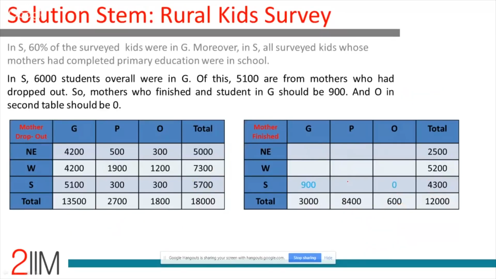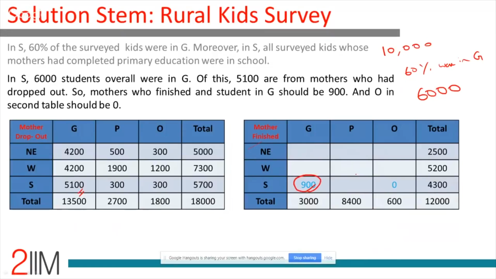Now we go to the clues sitting there. In South, 60% of the surveyed kids were in G. Moreover, in S, all surveyed kids whose mothers had completed primary education were in school. 60% of the surveyed kids, there are 10,000 kids surveyed in South totally. 60% were in government schools. So 6,000 were in government schools. 5,100 are here. This one should be 900.